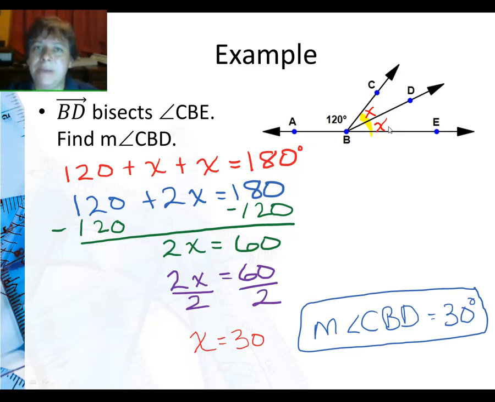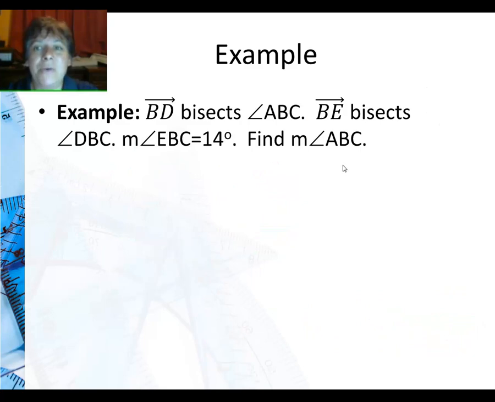There's another example very similar to this that you were expected to do on your own, the individual practice. So hopefully this helped. Now, sometimes you will be expected to draw an angle. So I might say, oh, BD bisects angle ABC, BE bisects angle DBC, and here's the measure of one of them. Find the rest. So what you want to do is draw the angle.